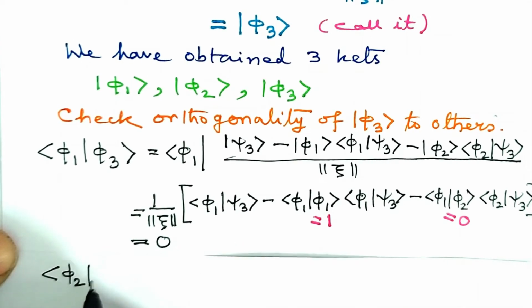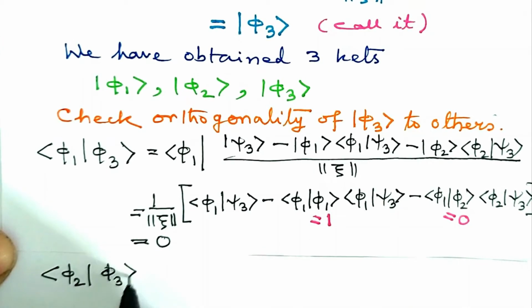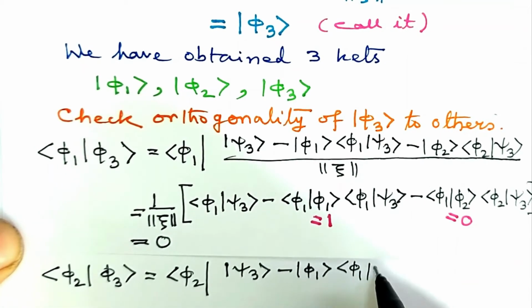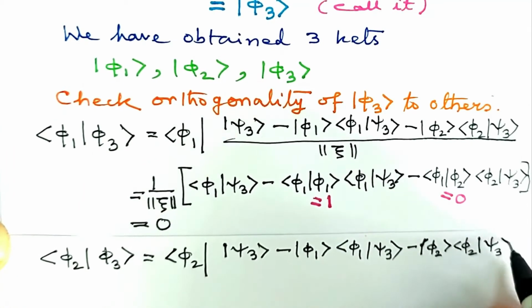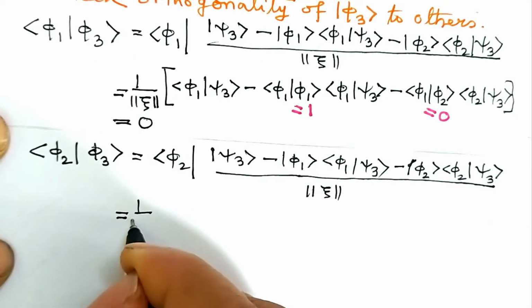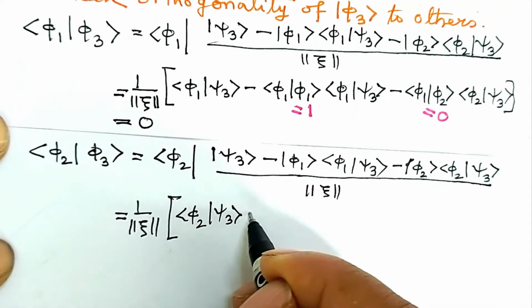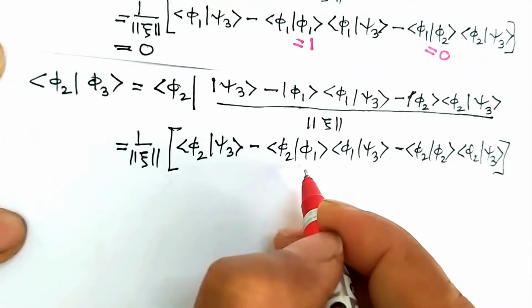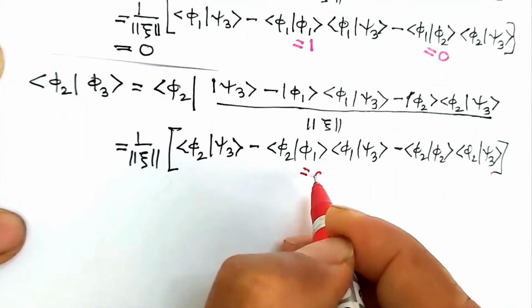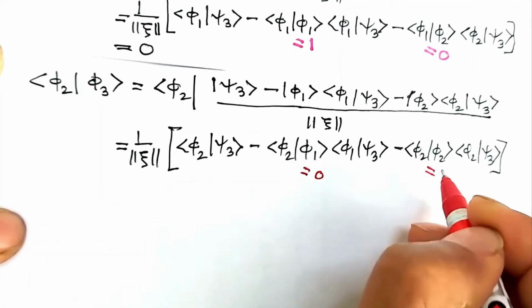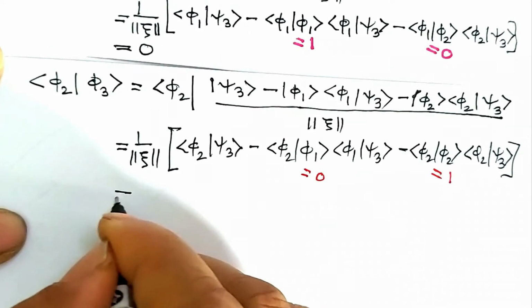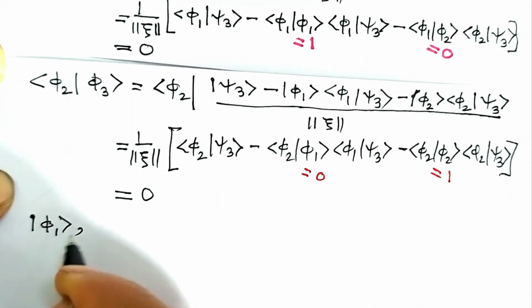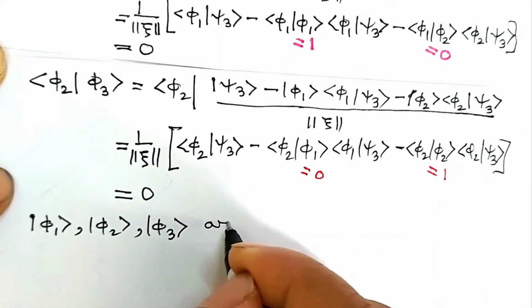Consider the inner product of bra phi 2 ket phi 3. Putting the expression for ket phi 3, we get, as phi 2 and phi 1 are orthogonal, this is 0. As phi 2 is normalized, this is 1. So the answer is 0, meaning that phi 2 and phi 3 are orthogonal. Hence ket phi 1, ket phi 2, ket phi 3 are orthogonal.